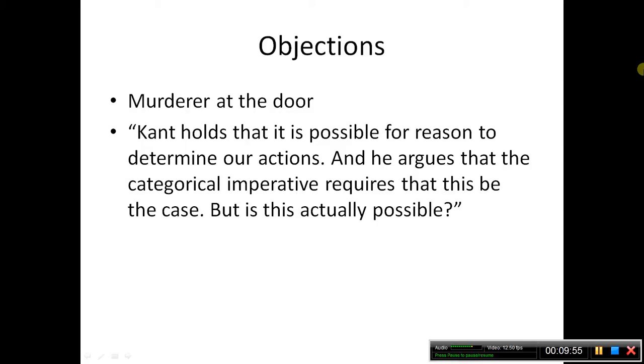Kant holds that it is possible for reason to determine our actions, and he argues that the categorical imperative requires that this be the case. But is this actually possible? It's kind of damning for Kant if reason is actually not the sort of independent thing he characterizes it as. Because Kant also states that ought implies can. We can only be said to have an obligation to do those things we can actually do. And I don't really have an answer for this, so that is another objection to Kant's theory.